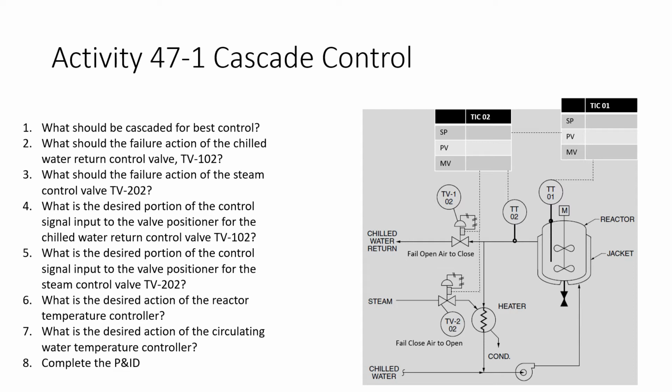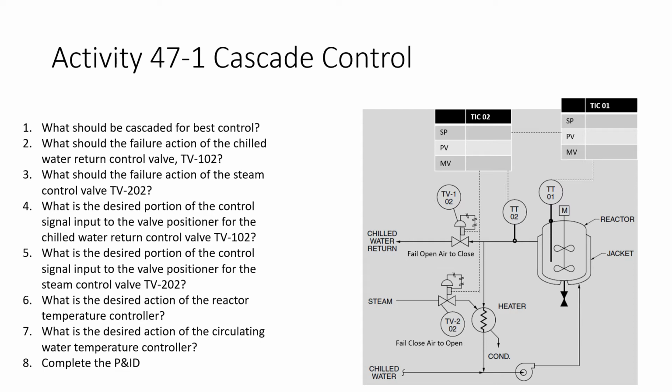We don't want both of these valves to be open at the same time unless something really weird is happening or some kind of a purge cycle is happening, because what we want at 12 milliamps is both of these valves to be closed. So 4 to 12 for our chilled water portion of the control signal input, and 12 to 20 for our steam valve portion of the control signal input.